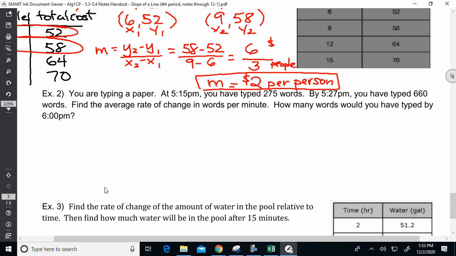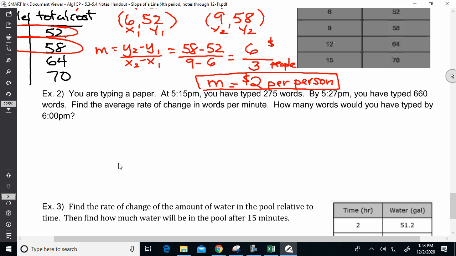All right. So example 2. You are typing a paper. At 5:15, you have typed 275 words. By 5:27, you have typed 660 words. Find the average rate of change in words per minute. How many words would you have typed by 6 o'clock?